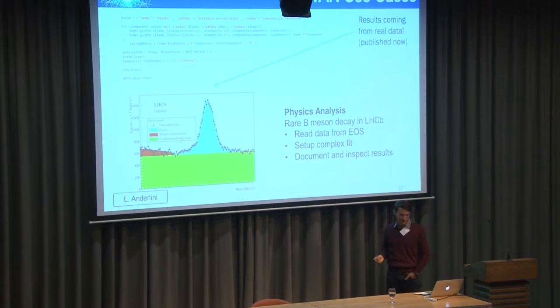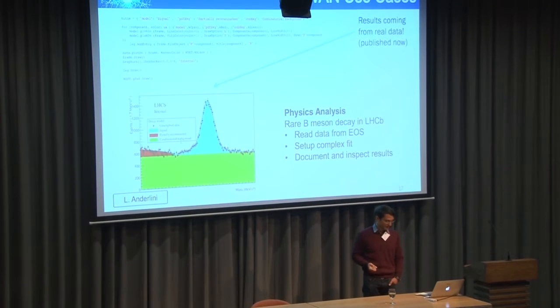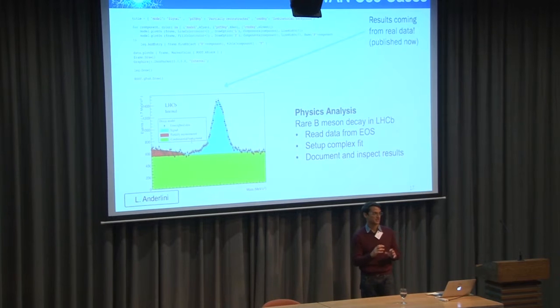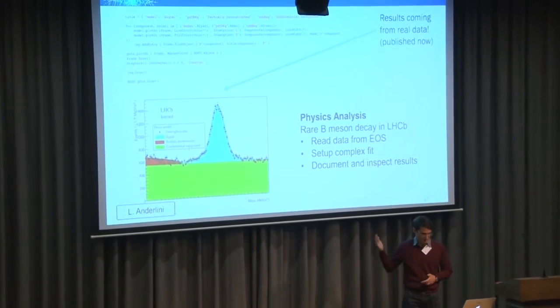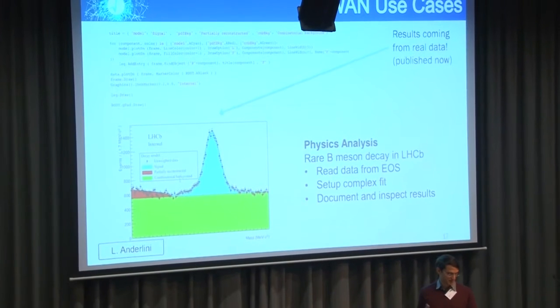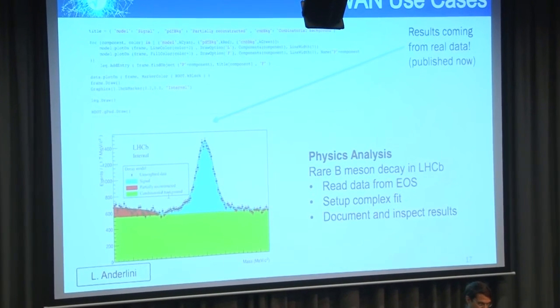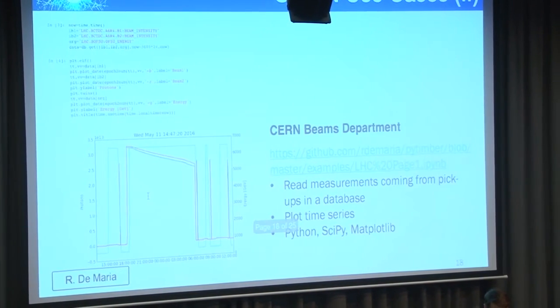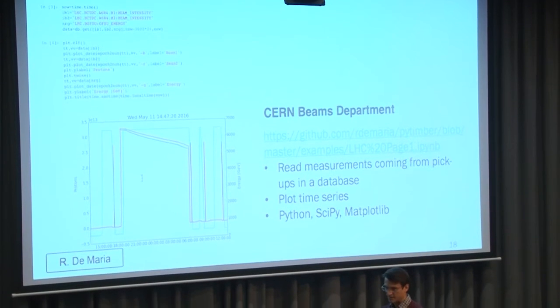And I wanted to discuss a couple of examples of SWAN use cases, SWAN users that we know. This is an example of a physics analysis. It's from a colleague of ours from one of the CERN experiments, LHCb. He's using ROOT in this notebook to do a complex fit. He reads data from EOS in SWAN, and he basically creates a notebook to document and inspect all these results. And these results were actually published in a paper.